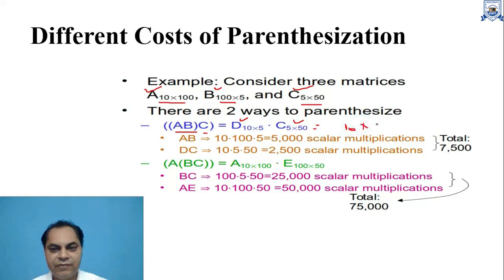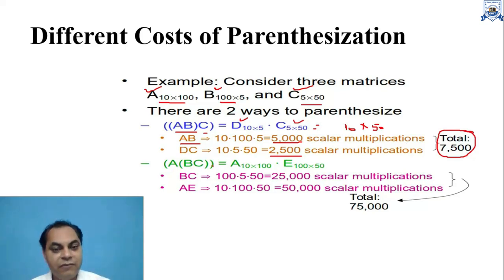50. So the number of multiplications in this case would be, when we multiply A with B, 5000. And when we multiply D with C, the number of scalar multiplications required is 2500. So the total number of scalar multiplications required in this case is 7500.